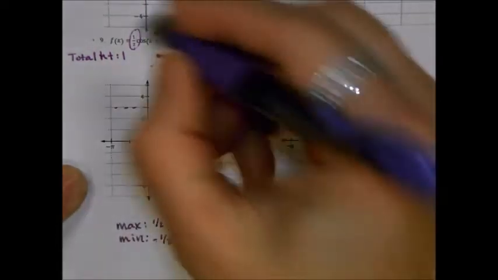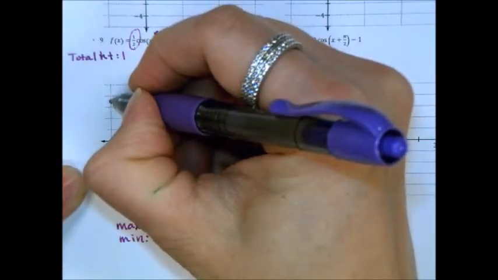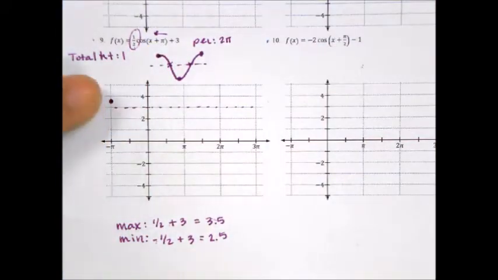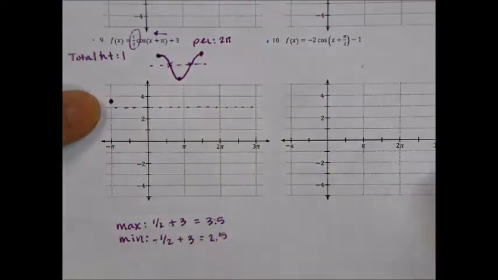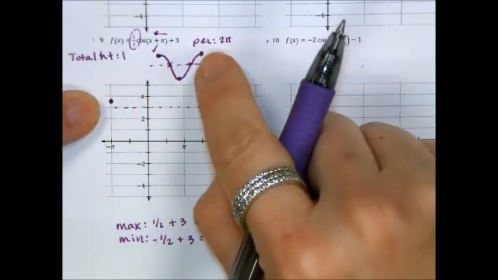So sure enough, that's my maximum right there, that first point. Maximum should be at 3.5. The other maximum is also up here at 3.5. We just need to know where. So what's the x value where that happens?